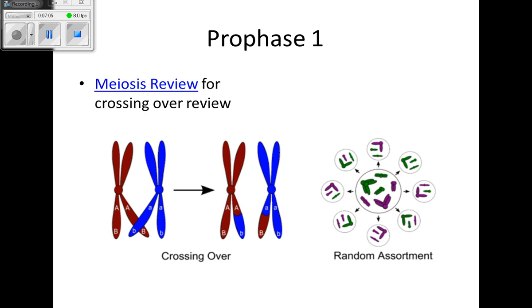So again, one thing that we can't simulate with this lab is crossing over, which ensures that the offspring are even more genetically diverse than what would have happened if it wasn't for crossing over.